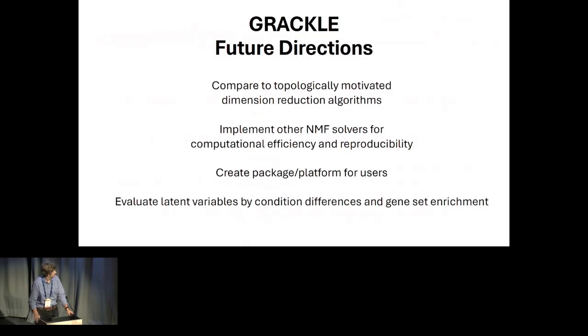In some future directions, to further benchmark and make sure this is an extremely robust algorithm, we could compare this to other topologically motivated dimension reduction algorithms like GraphPCA and some other autoencoder-based algorithms. We could also look at implementing other NMF solvers to maybe increase computational efficiency as well as reproducibility. And we want to create a package for people to use. And finally, now that we know it kind of works in these couple of toy situations, it'd be better to evaluate these latent variables by other condition differences in gene set enrichment.